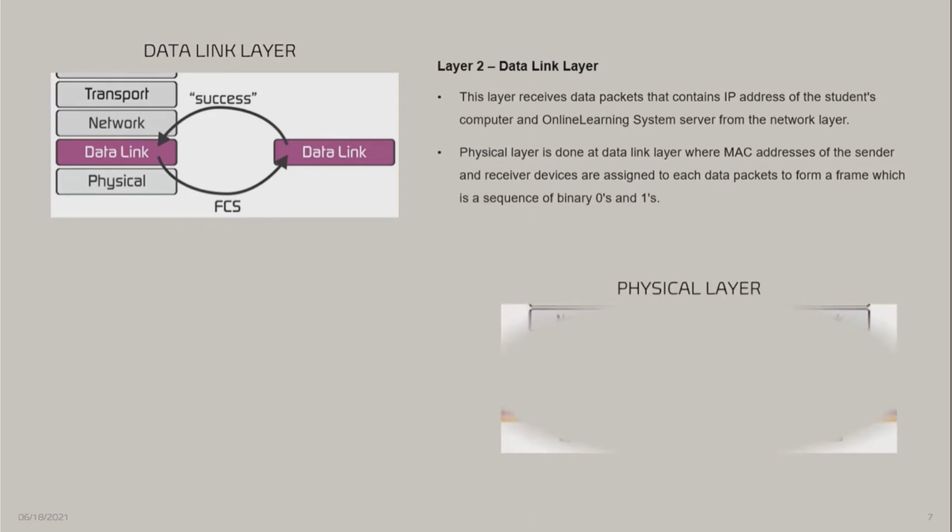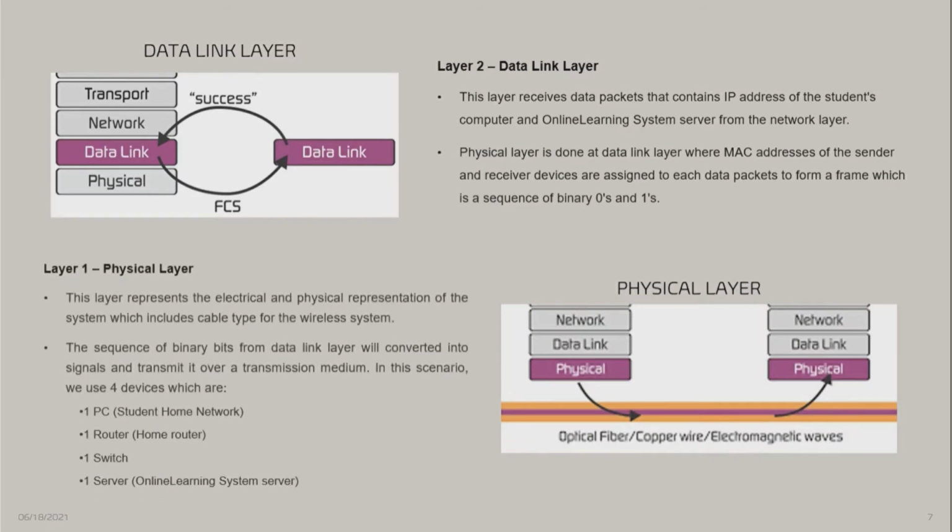And the last one is the physical layer. In this layer, the sequence of binary bits from the data link layer will be converted into signals and transmitted over a transmission medium, which in this scenario uses 4 devices.